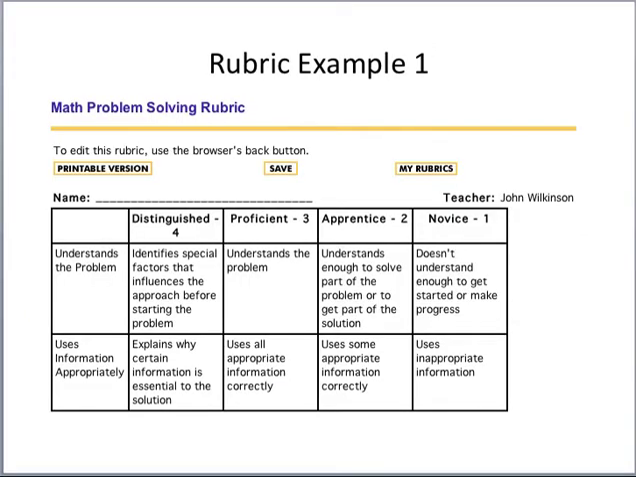So here's a rubric, for example, for solving math problems. And this one was created in the UEN rubric creation device that I logged in and did it. You have to log into this particular resource as well, but it's free. So there are two performances: understands the problem and uses the information with that understanding appropriately. And you can see the levels of the rubric: identifies special factors that influence the approach, explains why certain information is essential, and then downward to novice level. So this rubric is used to score the student's proficiency.